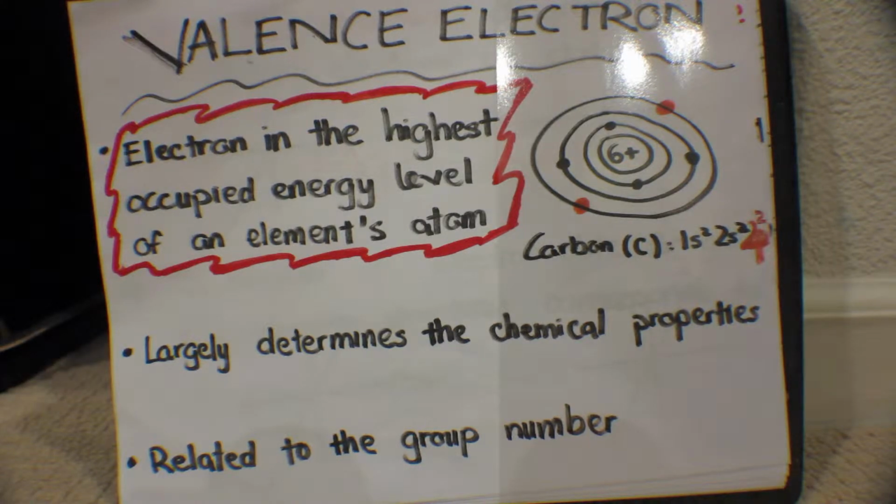To find the number of valence electrons in an atom of a representative element, simply look at its group number. For example, the elements of group 1A all have 1 valence electron, corresponding to the 1 in 1A. Carbon and silicon, on the other side, in group 4A, all have 4 valence electrons.